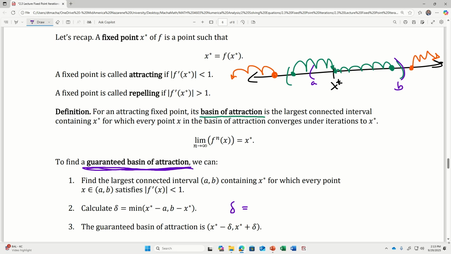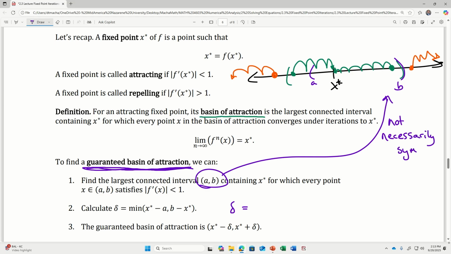Okay, sorry, I'm not even talking about the guaranteed basin of attraction right now. I'm talking about this interval from A to B, which is not necessarily symmetric. It might happen that A is a lot closer to the fixed point than B. It might even happen that B is infinity. Or maybe B exists, but A is negative infinity. Or maybe A is negative infinity and B is positive infinity. But it's not necessarily symmetric. They don't have to be the same distance.